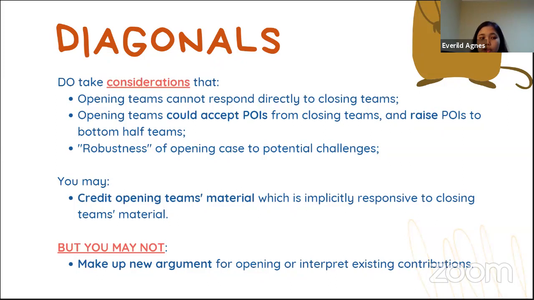But you also need to consider the robustness of the opening case. Opening should predict what the closing case might be, although it's not entirely their burden. So if something is completely new, you still need to consider whether opening might be able to predict that, whether or not the argument is predictable, or whether or not it is not at all opening's burden because the material is just completely new on the closing side. You may credit opening team's material which is implicitly responsive to the closing material, but you should not intervene any further. For example, there are examples that are already mentioned by opening that can actually direct towards the closing extension or the closing argumentation. You may credit this as material and respond, but you should not make a whole new argumentation that is not there to begin with.